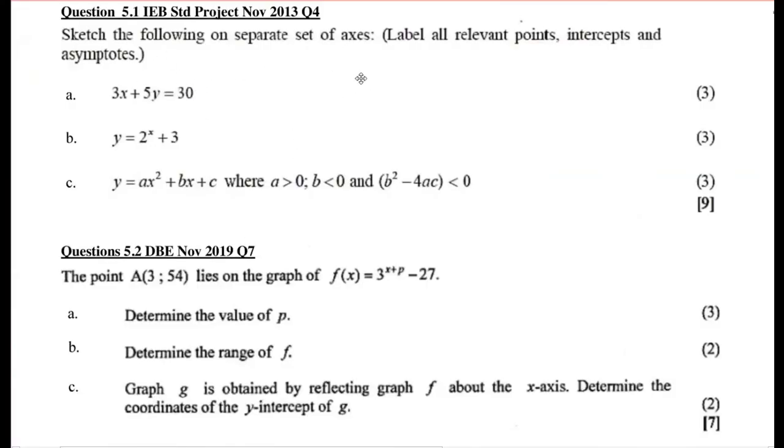Sketch the following on a separate set of axes, labelling all relevant points, intercepts, and asymptotes. We're not going to do that, at least not the first one. Tell me what function is A? Good. It's a straight line. Why? I'm looking at x and I can see it's only to the power of 1. I know it's going to be linear. Fantastic. What is B?